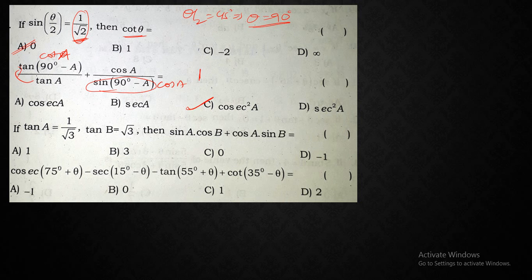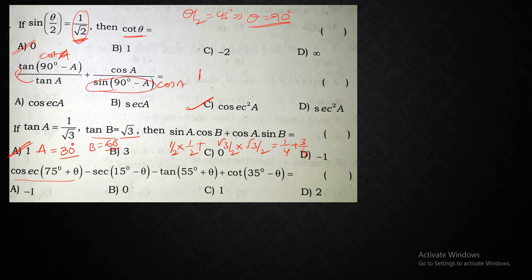Next, tan A is equal to 1 by root 3. So clearly A is equal to 30 degrees. Next, tan B is equal to root 3. That means B is equal to 60 degrees. So A is equal to 30, B is equal to 60. Substitute A equal to 30 here. So this becomes 1 by 2 into cos 60, which is 1 by 2, plus cos 30 is root 3 by 2, into sin 60, which is root 3 by 2. So 1 by 2 into 1 by 2 is 1 by 4, and root 3 by 2 into root 3 by 2 is 3 by 4. So 3 plus 1, 4 by 4, which gives me 1. So the answer is 1.